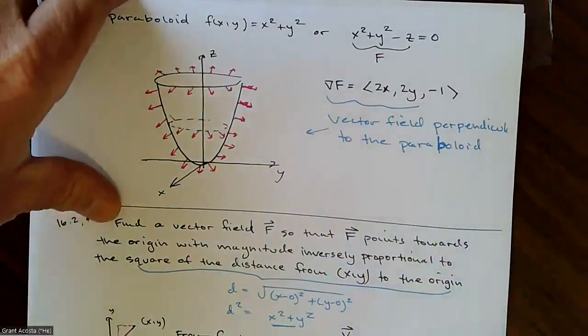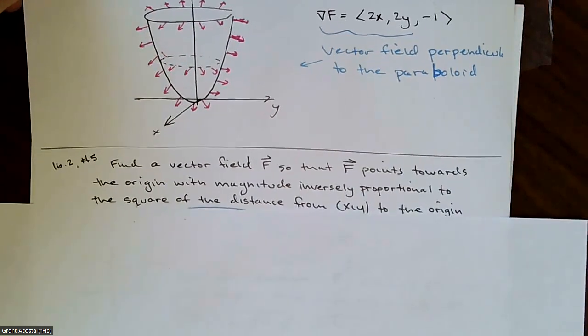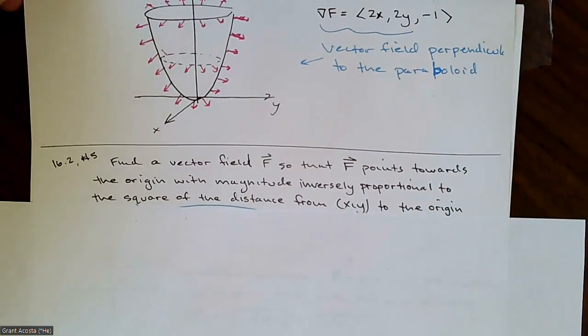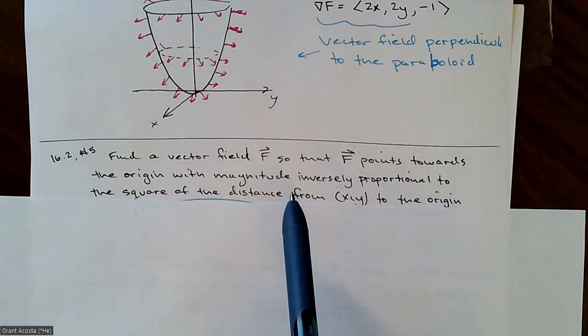Okay, one more question here. This question, I get this a lot. It's in our book, 16.2, number 5. Here, instead of giving you the vector field, they're asking us to come up with the vector field, the formula for it. And they're telling us the conditions.